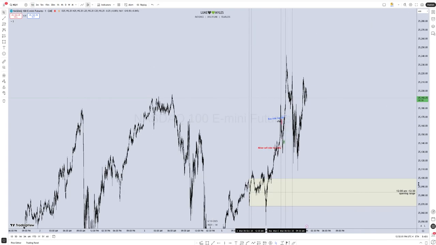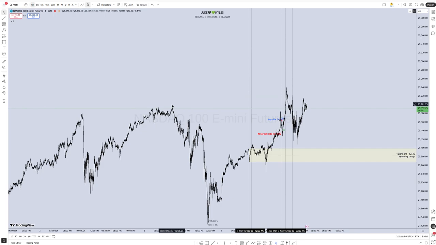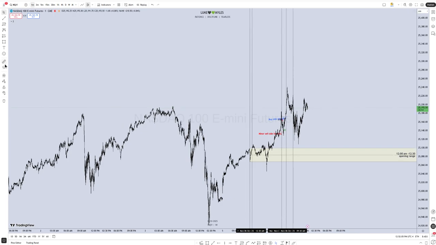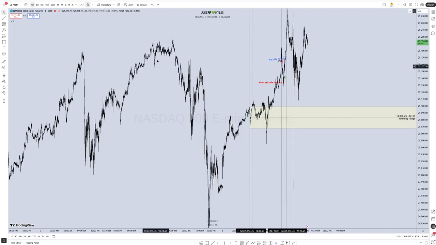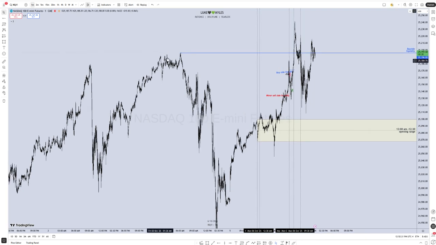Before, we have this high right there. I'm looking at that high. If I mark this as my buy side for this session, how far can the market go above that high?